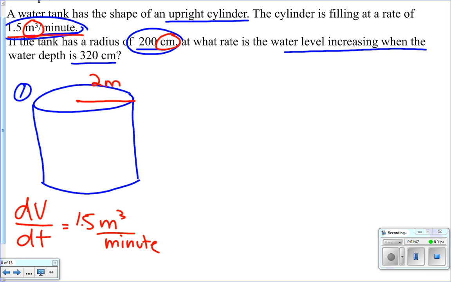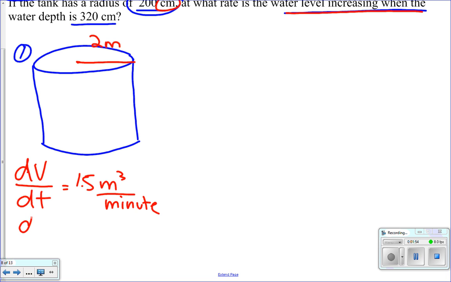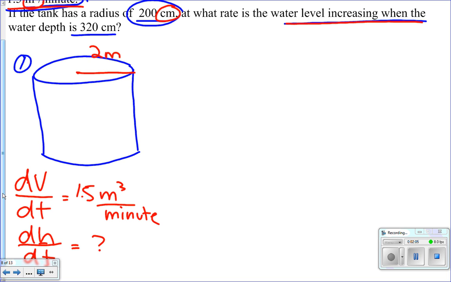So the question wants you to find at what rate the water level is increasing when the water depth is 320. Okay, so in other words, what is the value of dH/dt? What is the rate at which the height is changing with respect to time? Once we take a little bit of a snapshot of what's happening here, we want to pick out some formulas. But one thing I should also mention is that if I'm drawing my water, it's increasing just like this. So my height is of course changing.